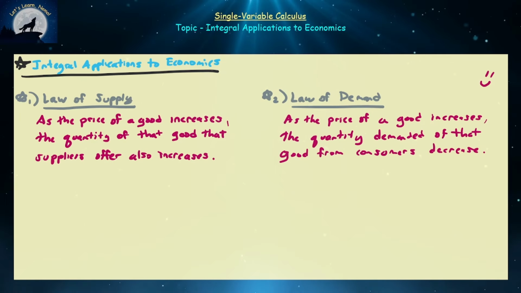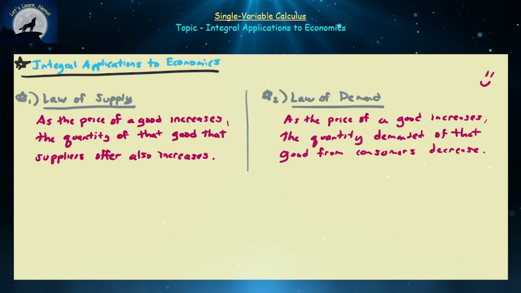Obviously these problems are going to be simplifications of actual real-world problems, because real-world problems usually have multiple variables in play simultaneously, right? But the main idea creates a framework that you can extend or generalize. So the main two principles that we're going to be building a lot of our calculations on are called the law of supply and the law of demand.